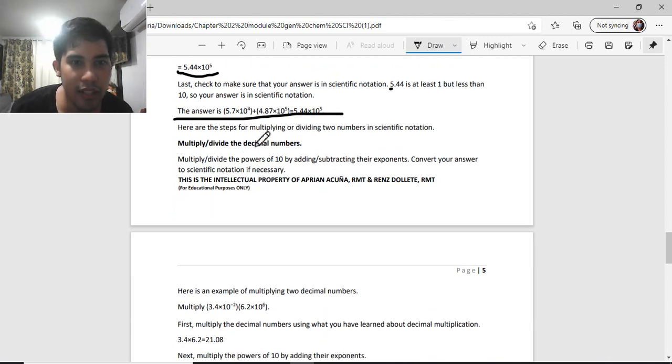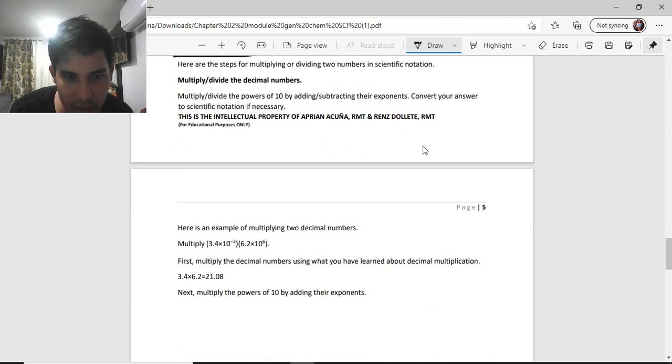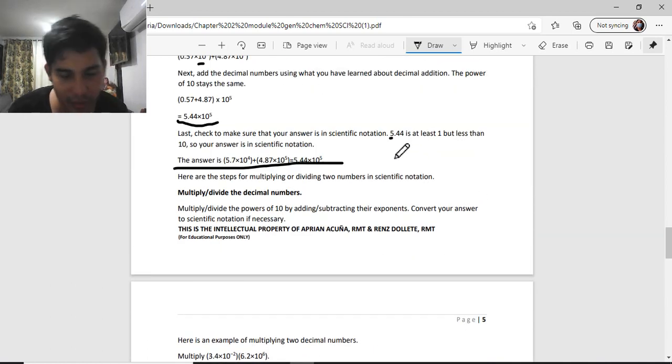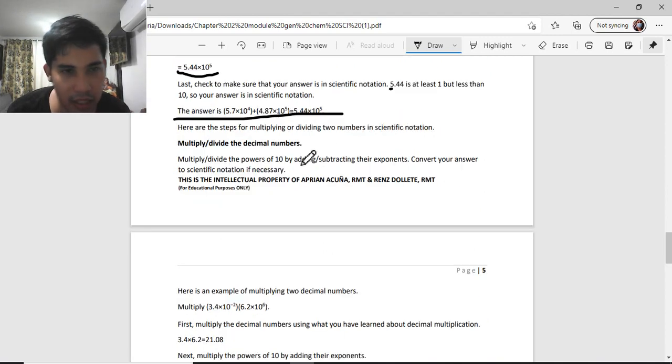Here are the steps for multiplying and dividing. Here we have multiplication and division. For those who make mistakes in multiplication and division, this is easy. Be attentive. Multiplying or dividing your decimal numbers.